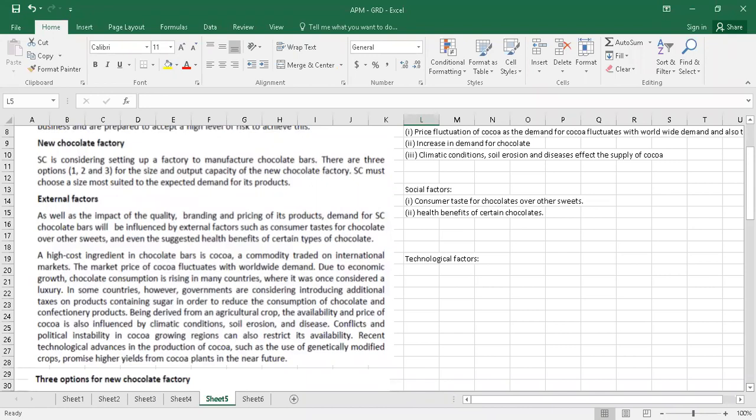Recent technological advances in the production of cocoa, such as the use of genetically modified crops. That's a technological factor. Anyway, it's given, and we understand that genetically modified crops can increase the yield of the crop. So that's a technological factor. Such advances promise higher yields from cocoa plants in the near future. So it can be taken under technological factors.